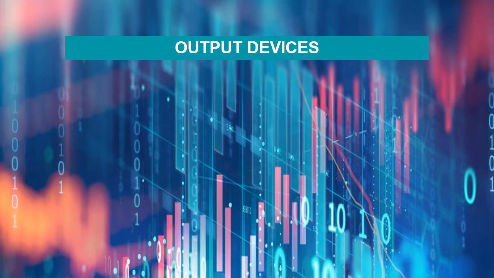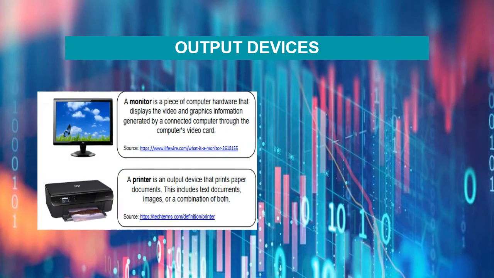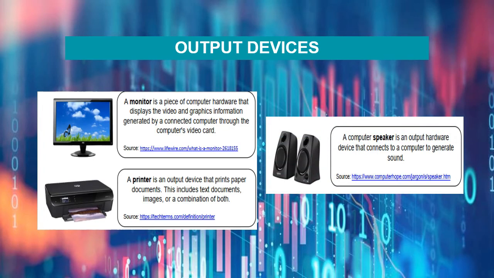Now here are examples of output devices. First, we have monitor, a piece of computer hardware that displays the video and graphics information generated by a connected computer through a computer's video card. A printer is also an output device that prints paper documents. Speaker is an output device that connects to a computer to generate sound.